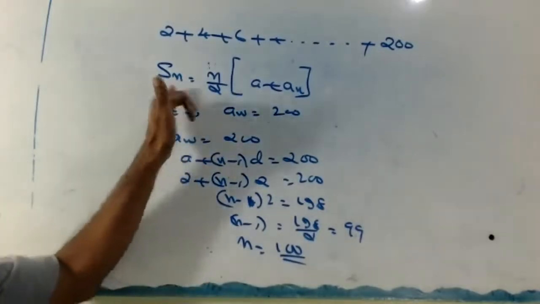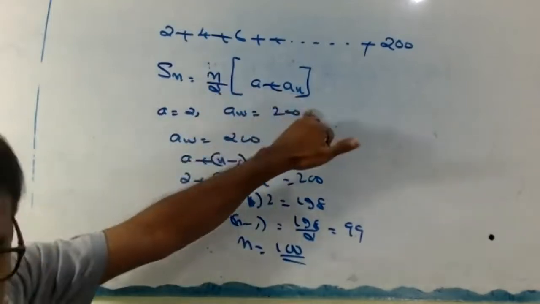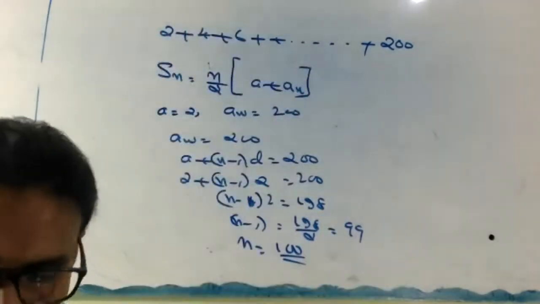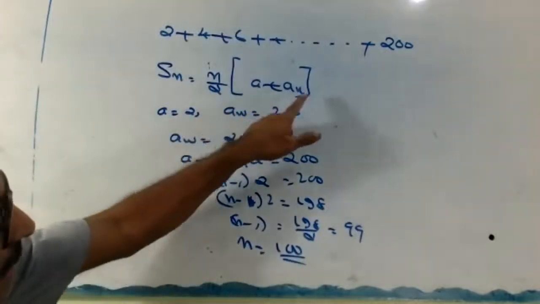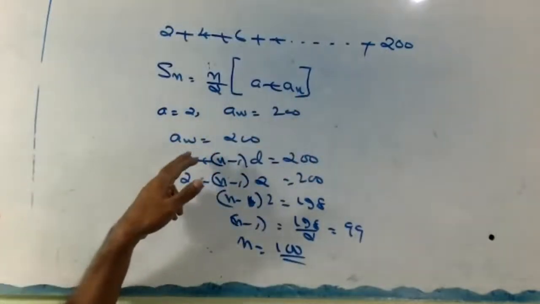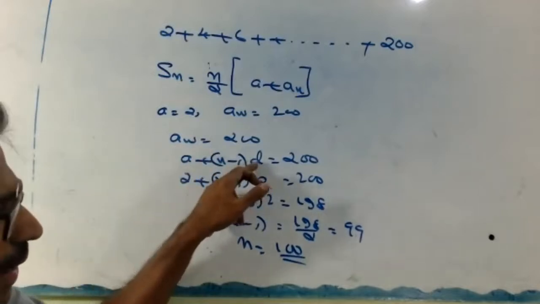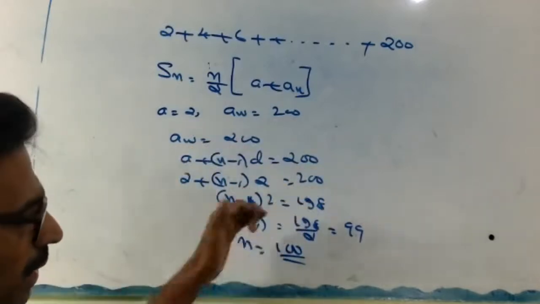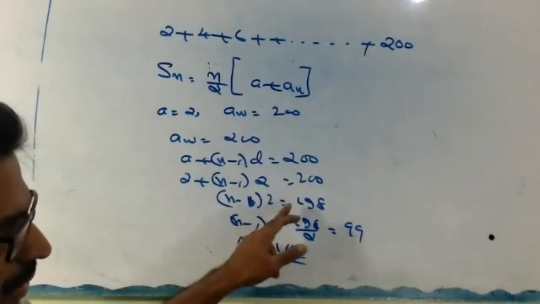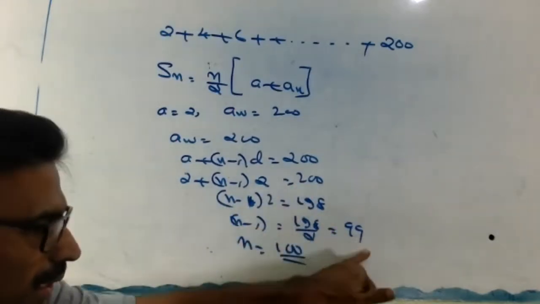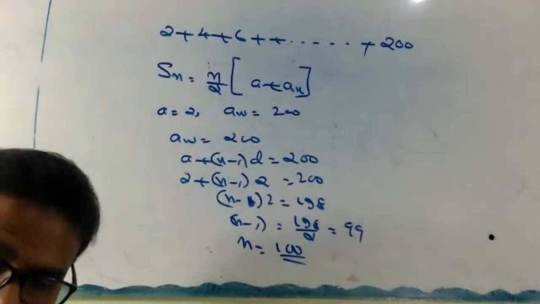First you write Sn equal to n by 2 into a plus an. This is the easy formula, because the first term and last term are already there. So n by 2 into a plus an. A equal to 2, an equal to 200. Then a plus n minus 1 into d equal to 200. 2 plus n minus 1 into 2 equal to 200. N minus 1 into 2 equal to 198. So n minus 1 equal to 99. N equal to 100. You can follow now, right?